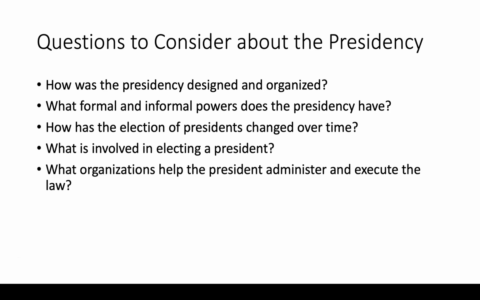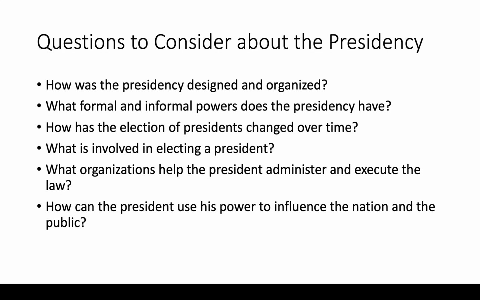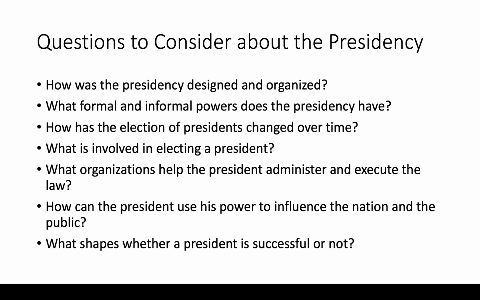What organizations help the president to administer and execute the law? It's ridiculous to think about how much the executive branch oversees all of the different aspects of what they have to execute in terms of the law. The president has help. What are those organizations? And then finally, how can the president use his power to influence the nation and the public? Finally, what shapes whether a president is successful or not? We've debated a lot about when presidents are successful, when presidents fail. What shapes whether they are successful or not?